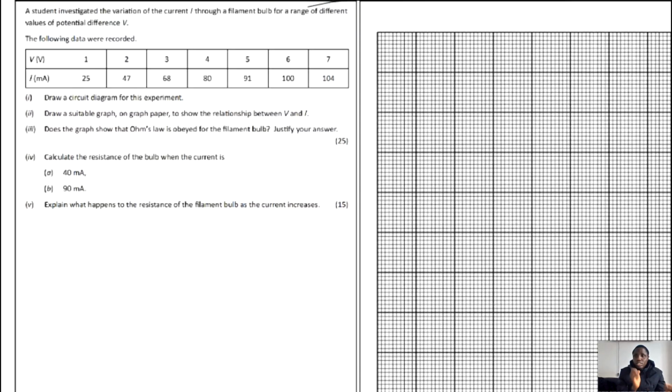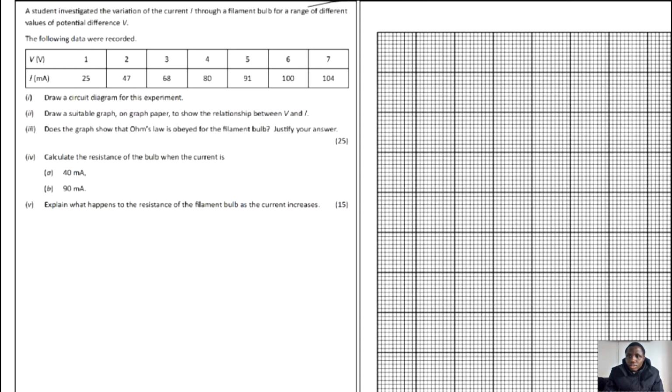Today we are going to be considering a question in physics practical, basically electrical practical in physics. The question before us is: a student investigates the variation of the current I.